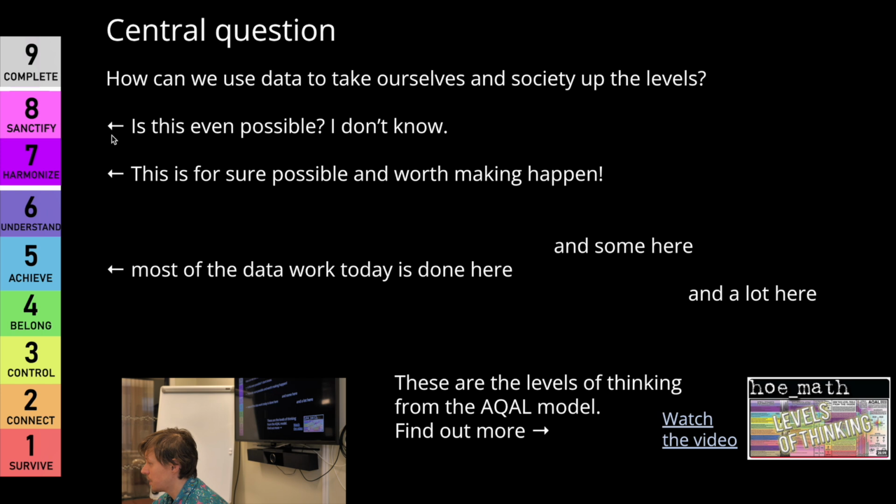So level 8, I don't know if it's even possible. This is a conceptually hard level which I don't even have the cognitive capacity to process. Level 7, I kind of get what it's all about. It's definitely possible to make data work that would help us get there, and each of these levels solves the problems of the previous levels. That's how and why they evolve.